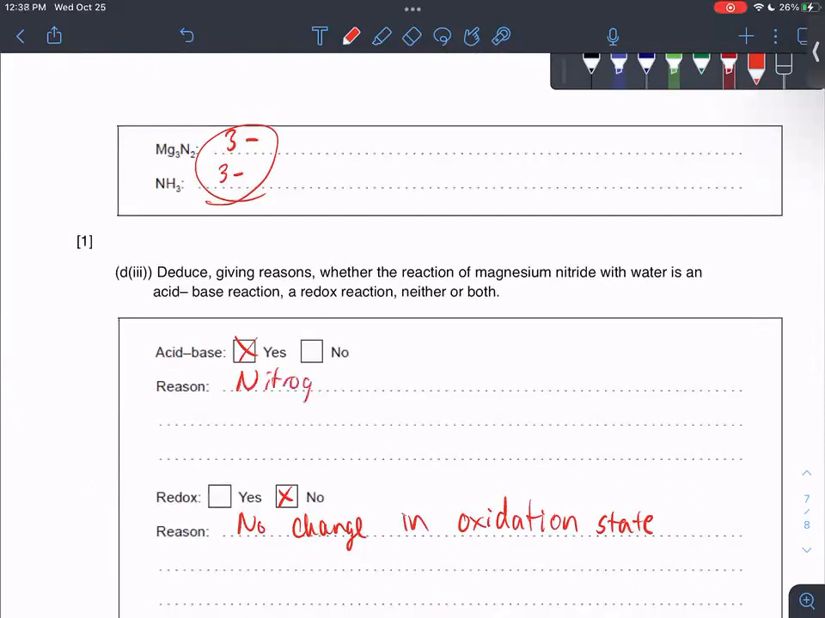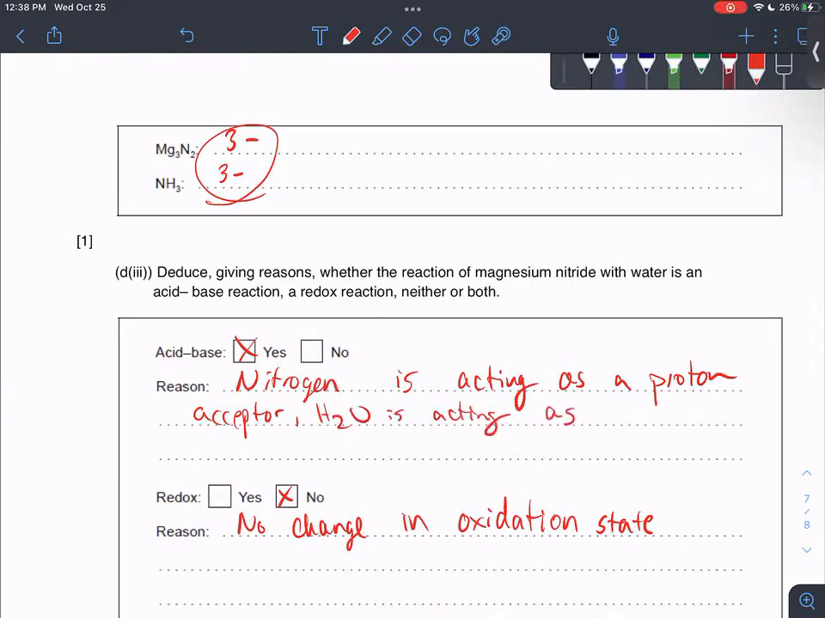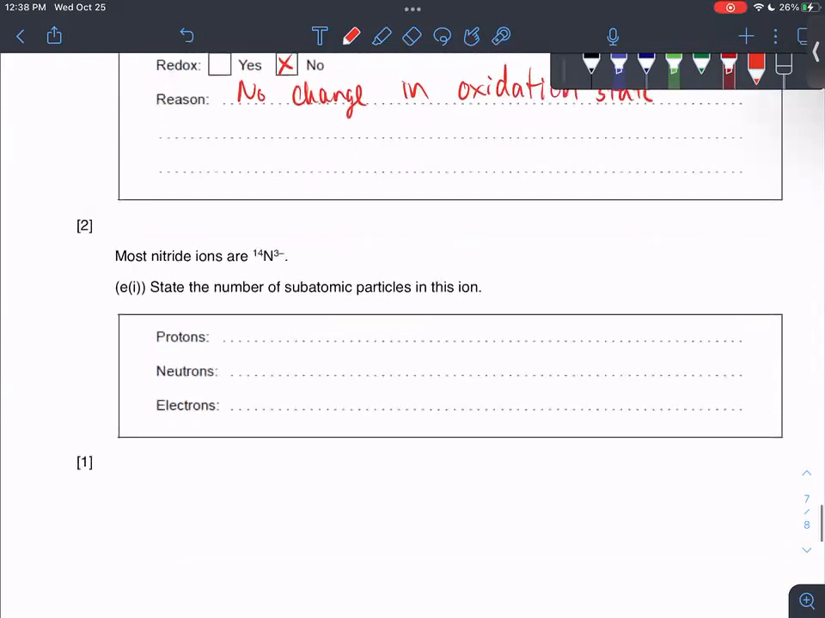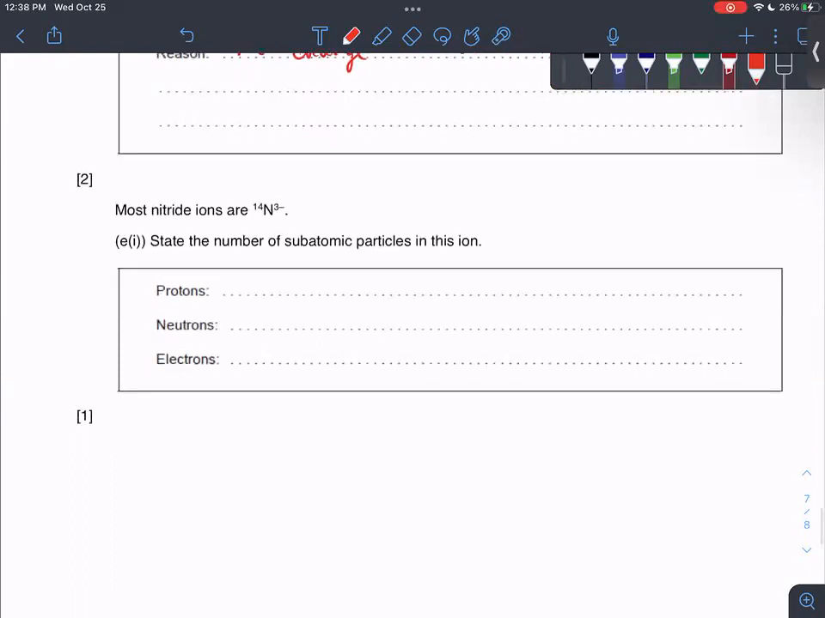Nitrogen is acting as a proton acceptor. H2O is acting as a donor. I mean, these are classic Lewis acid-base ideas. All right. Most nitride ions are 14N3-, state the number of subatomic particles. Protons, nitrogen's atomic number is 7, so it's 7. Neutrons, 14 minus 7 is equal to 7. Electrons, we have a charge of 3 minus, which is produced by 7 protons minus some amount of electrons, which is going to be 10.